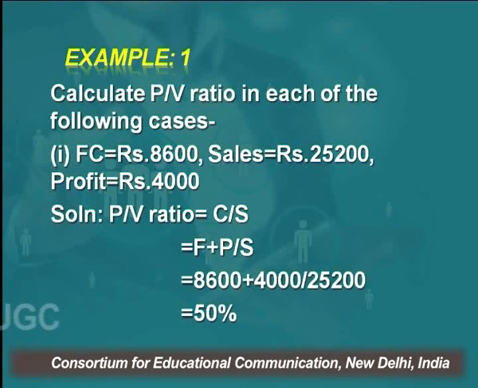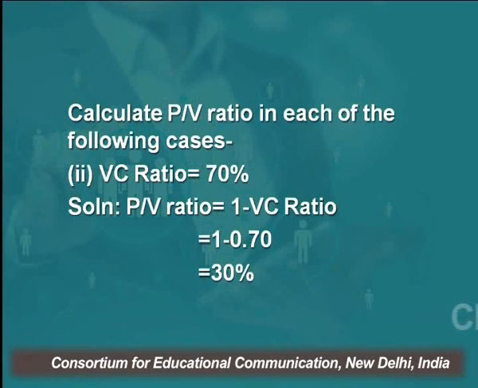Once you understand the concept of contribution very clearly in your mind, it will be easy for you to find out the PV ratio. Now, if you are asked to calculate PV ratio and you are given that the variable cost ratio is 70%, we know that sales minus variable cost is contribution. So what is remaining? 30% is your contribution, right? Very simple: 1 minus variable cost ratio is your contribution ratio or PV ratio, right?